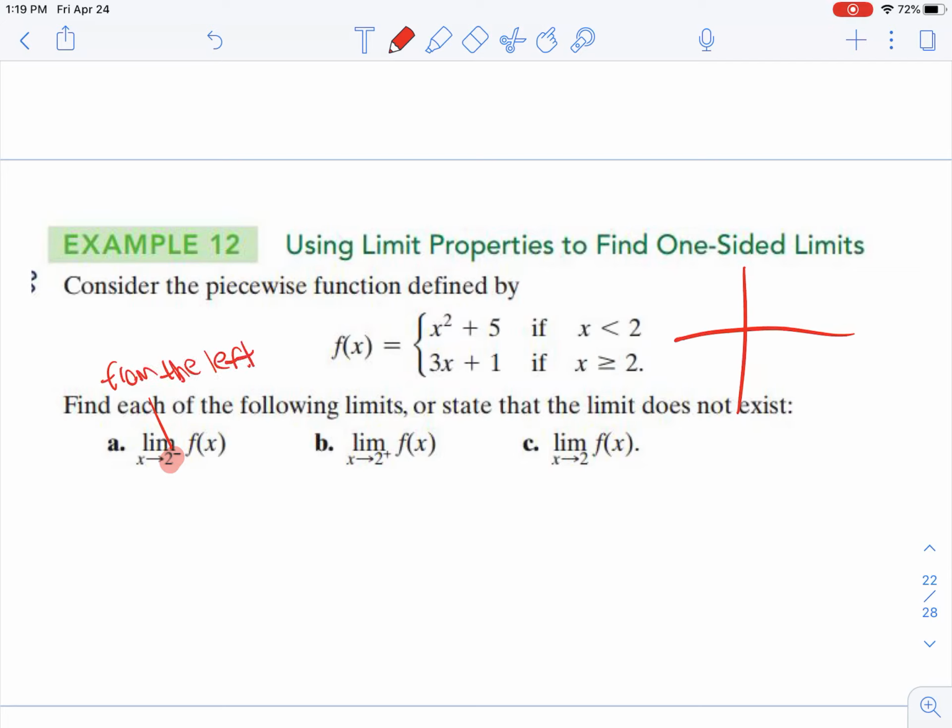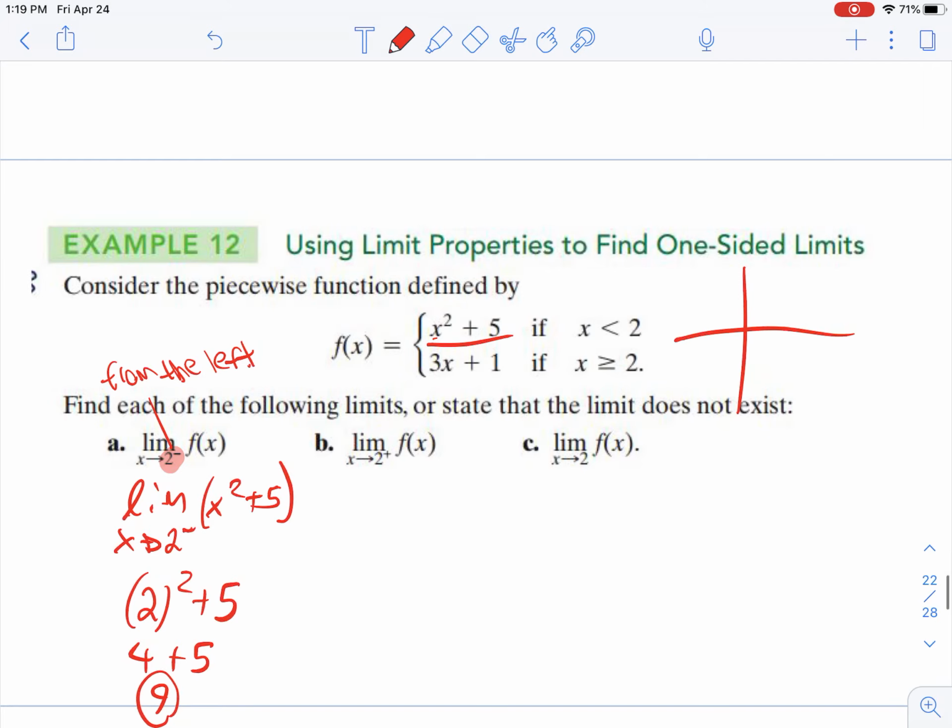So which function's defined for everything that's less than 2? Well, that means we're going to be using this. So we're going to take the limit as x approaches 2 from the left of x squared plus 5. And when we plug in 2, we're going to get 2 squared plus 5. And here I'm going to have 4 plus 5, which is equal to 9.